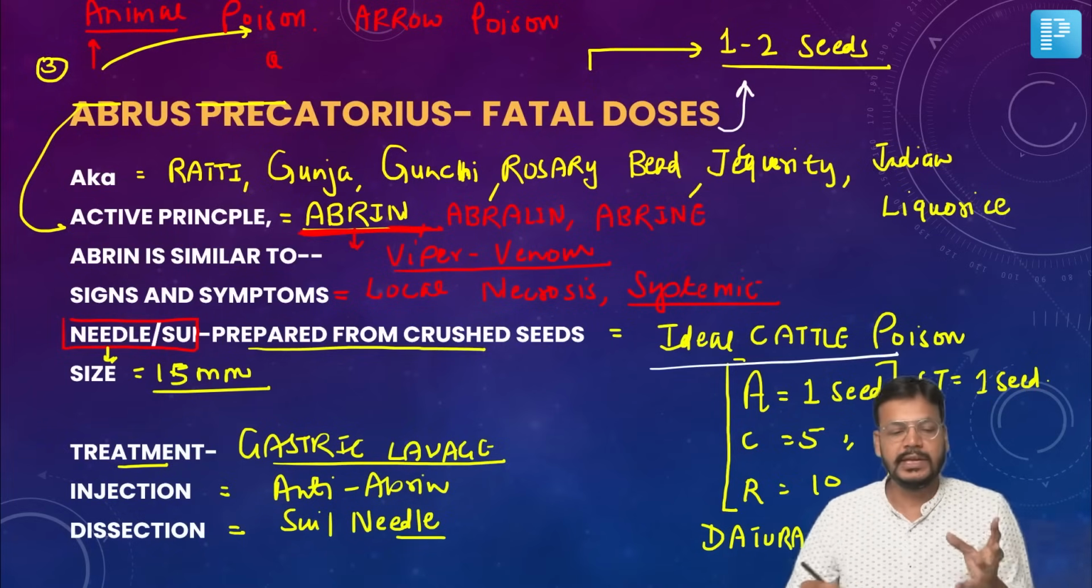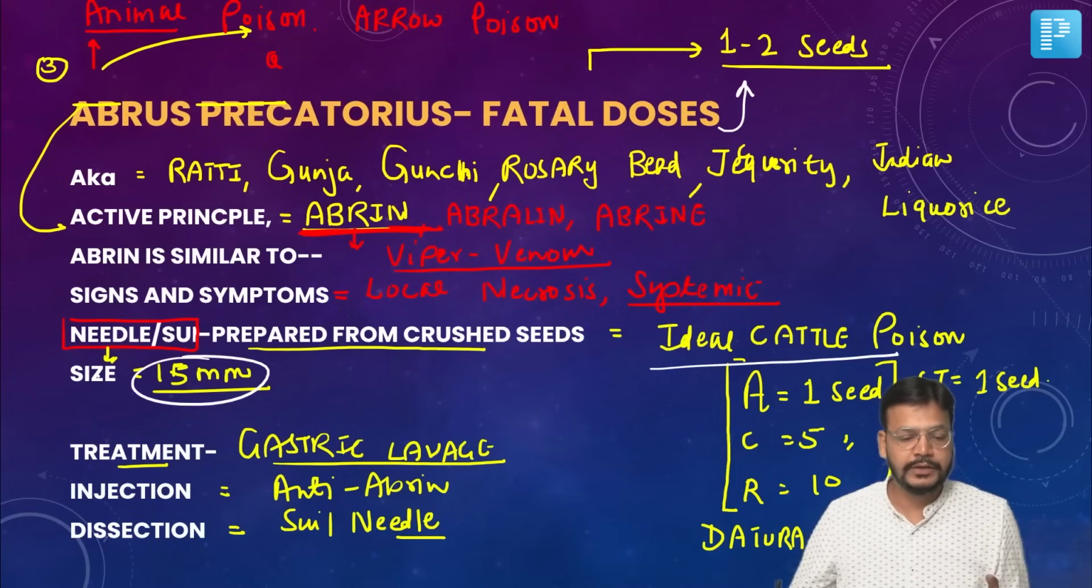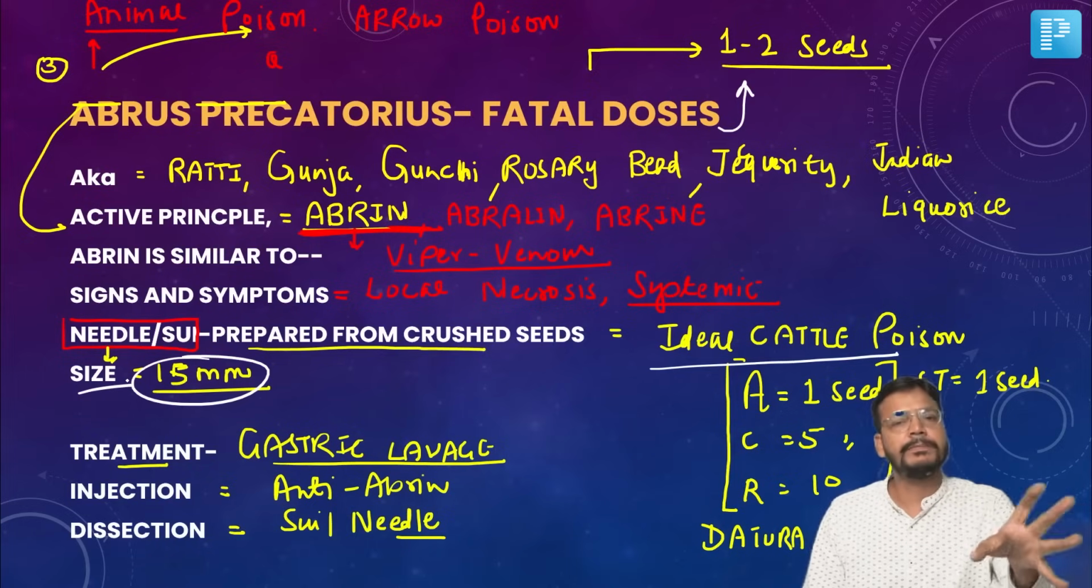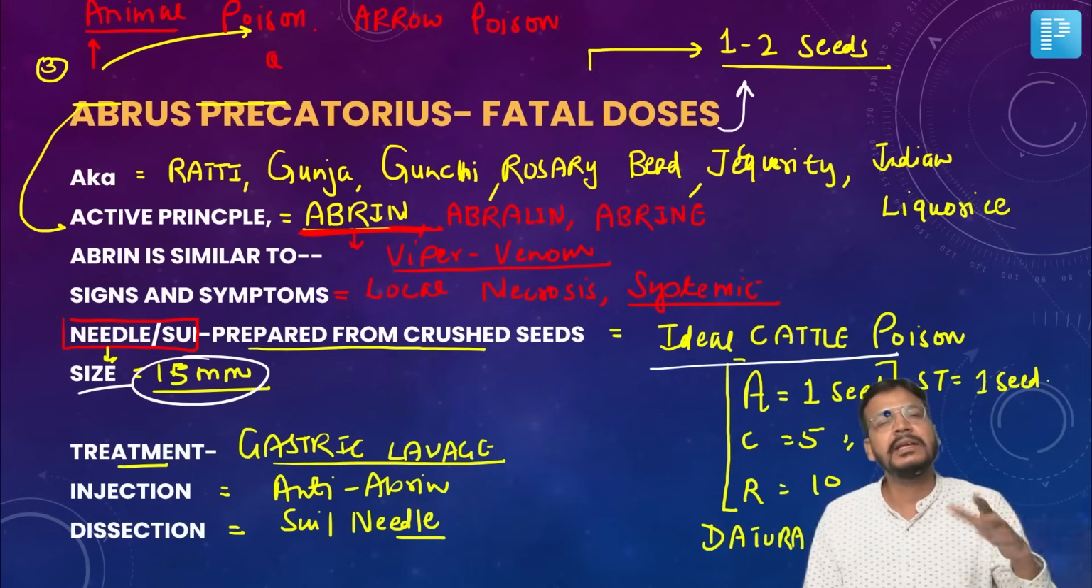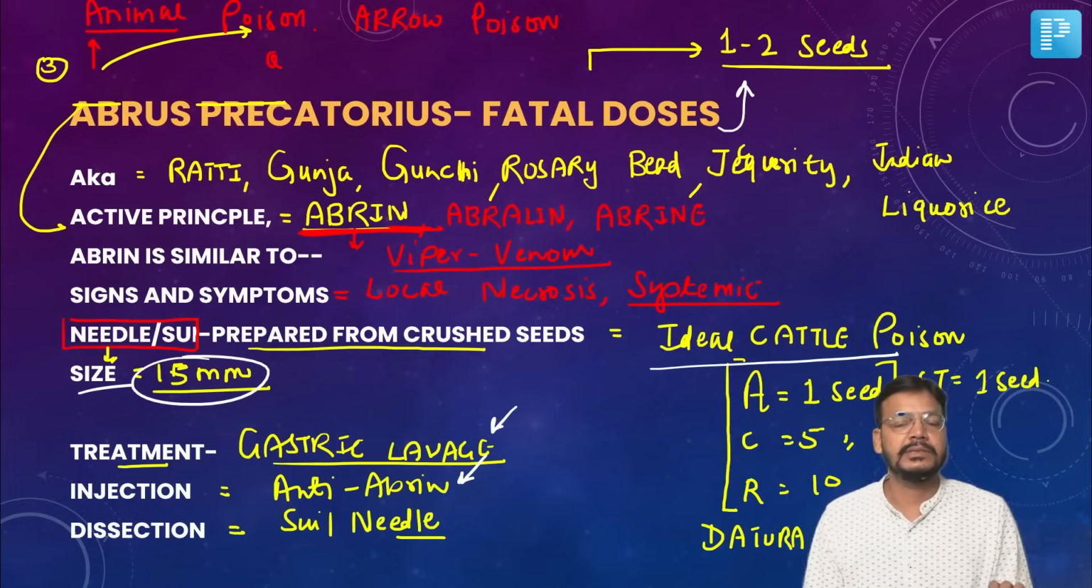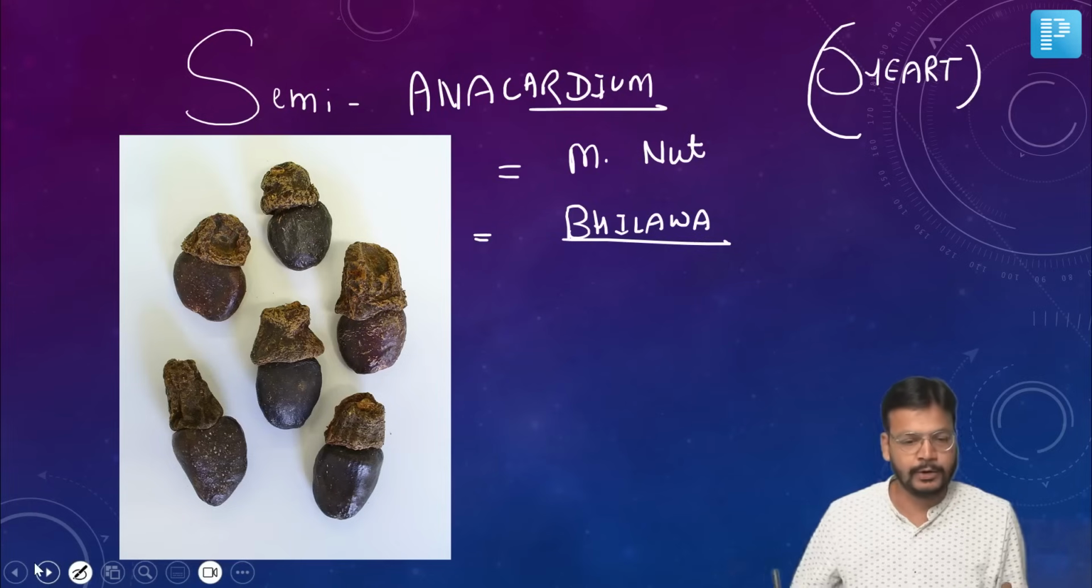We take a sui, generally 15 mm in length, needle sized, and put the sui on the cattle. It's an abortion poison, animal poison, arrow poison. This is Abrus precatorius. Treatment is gastric lavage with anti-abrine. So just remember, Abrus precatorius: animal and arrow poison.